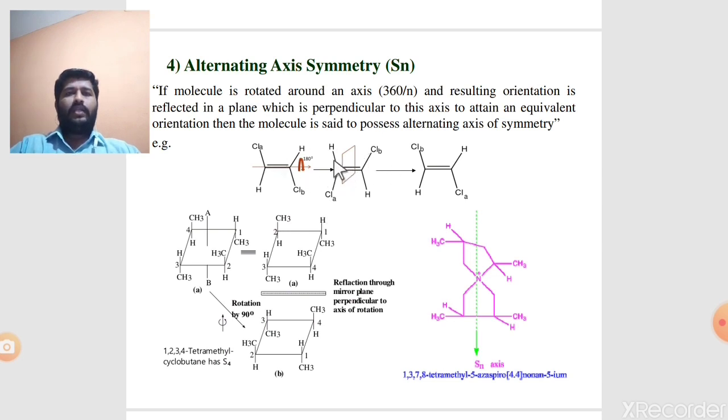Similar to this, see here the same: the first structure after a 90 degree rotation gives the second, and the second is reflected in this mirror, giving the final orientation. This resulting orientation is exactly identical to the first structure, meaning this molecule also shows the alternating axis of symmetry.